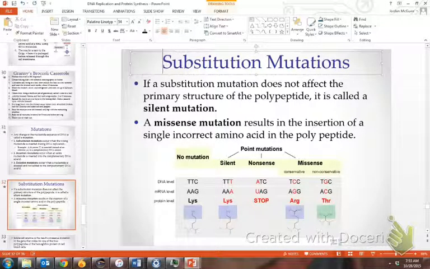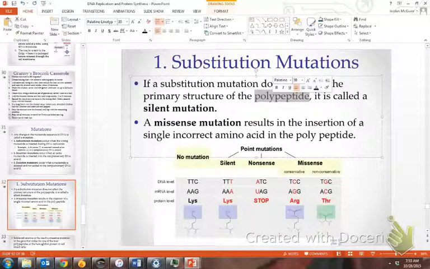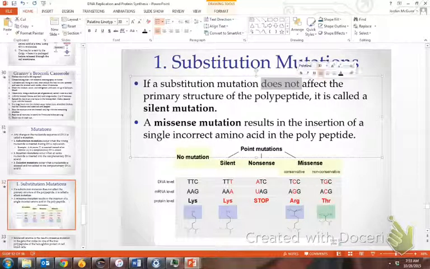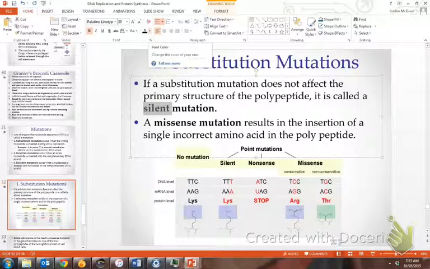Let's deal with substitutions, which were the first kind of mutation. If a substitution mutation does not affect the primary structure of the protein, remember, protein and polypeptide mean the same thing. So what I'm telling you is that if it doesn't change anything, then it is what we call a silent mutation. Silent meaning nothing happens, nothing changes, you don't see it, you don't feel it, whatever.